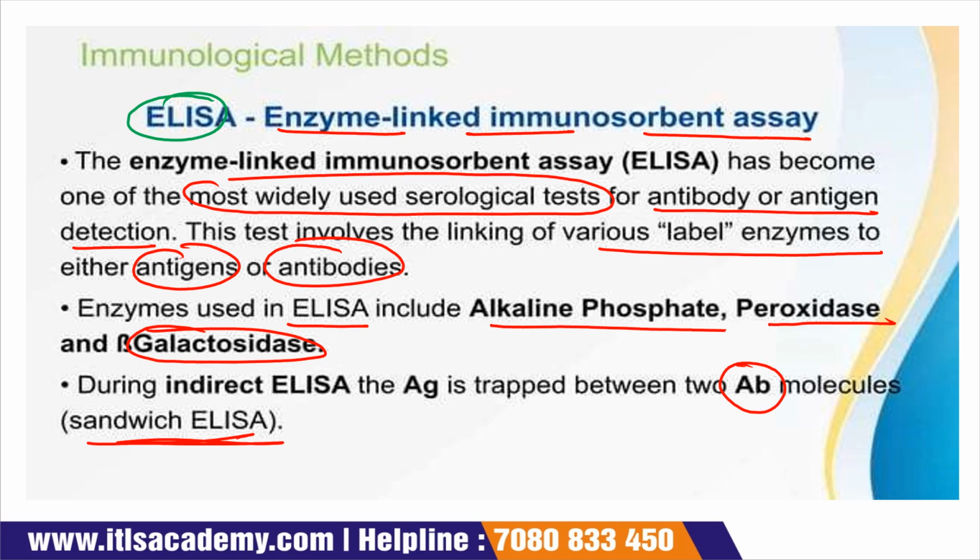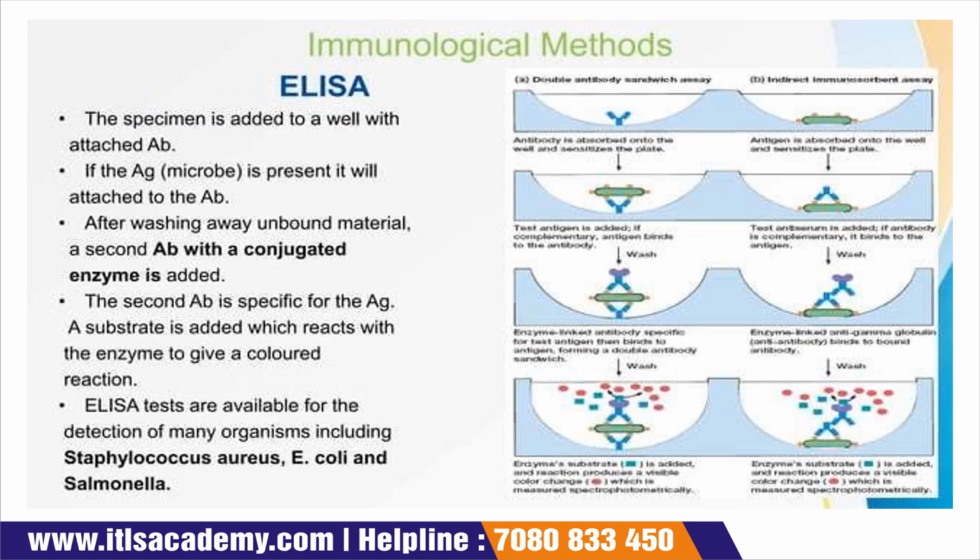Okay, now the next is here, how we do this ELISA. The specimen is added to a well with attached antibody. Now, if the antigen is present, it will attach to the antibody. Suppose that this is your specimen. Now here, when we add this specimen into a well which is attached to an antibody, if there is an antigen present in this specimen, it will attach to the antibody.